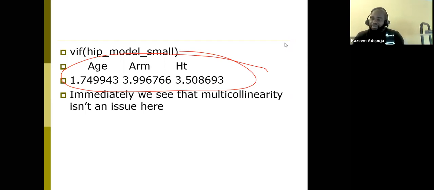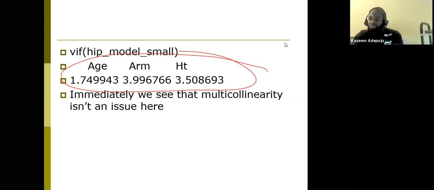You remember that HT was having a very high VIF value before. But the reason why it was having a high VIF value is actually because there was a variable called H2 shoe that was correlating with it, and that had been discarded. Now, take a look at what I have now. Everything is looking so good.